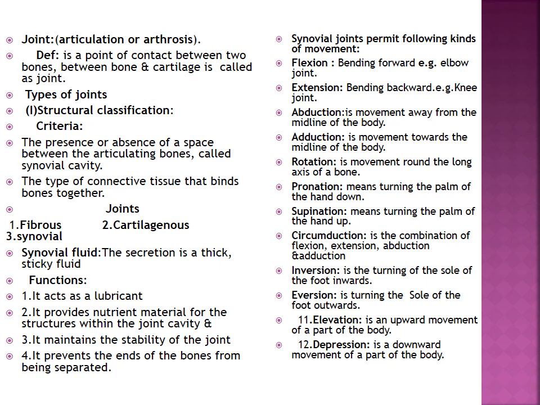Because of the joints, there are all upper limb movements, lower limb movements, and locomotion, that is movement of the human body from one place to another. Movements like flexion, extension, pronation, supination, eversion, neck movements, back movements, all these are possible because of the joints. So this is about the skeletal system in short.